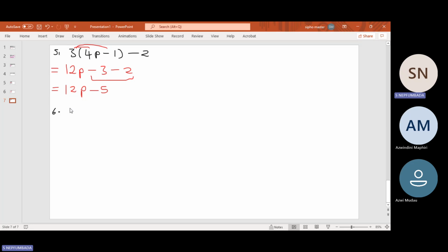Okay, let's proceed. Then we've got 3 plus 4p minus 1 multiplied by 2. If you don't get it, you must unmute your mic and ask. Now things change. You can tell that this 3 has nothing to do with this. This 2 is going to multiply that, and we've got plus 8p, and this 2 is going to multiply this.